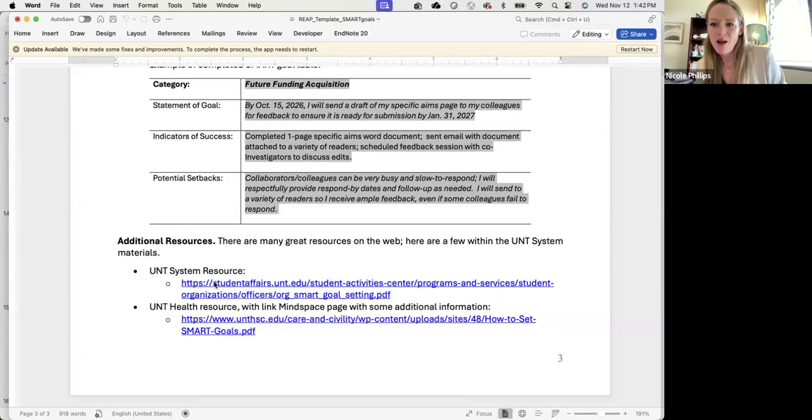There are some resources out there. UNT System has a resource for SMART goal writing help. I mean, there are a million resources out there. These are just 2 that happen to be within our UNT System. Feel free to use those if you need some additional guidance.